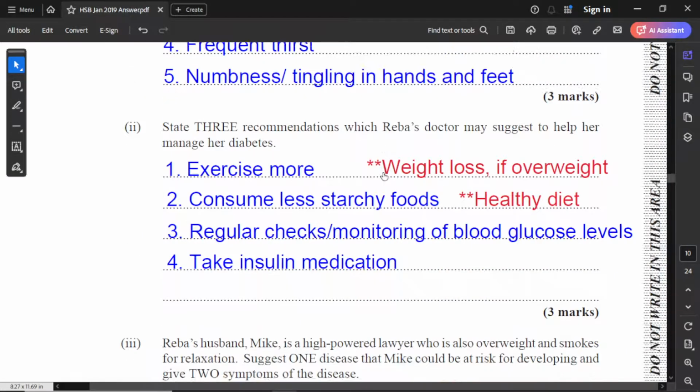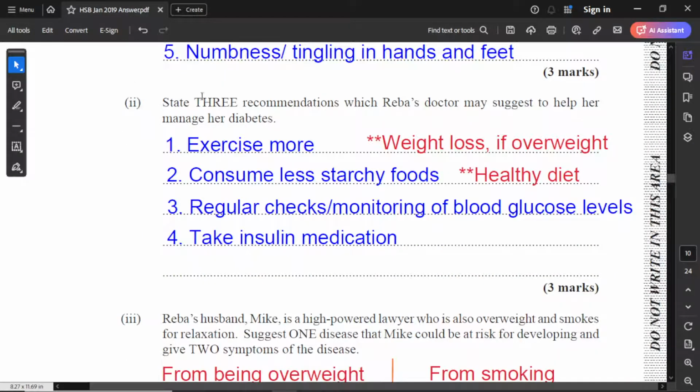All right, so part two of this question is to state three recommendations which Reba's doctor may suggest to help her manage her diabetes. And so one is to exercise more, two is to consume less starchy food, and three is to do regular checks or monitoring of blood glucose levels, and also in some cases may take insulin medication.